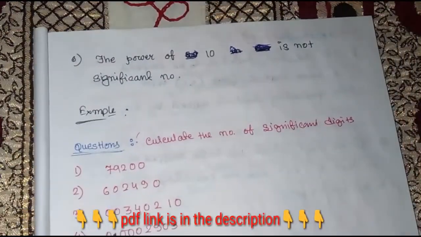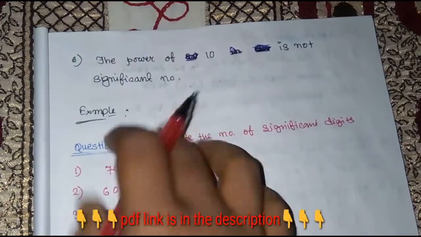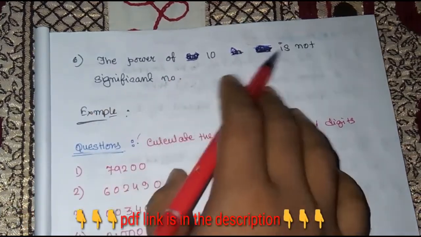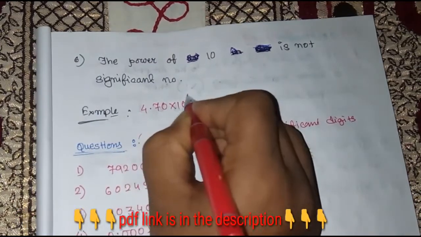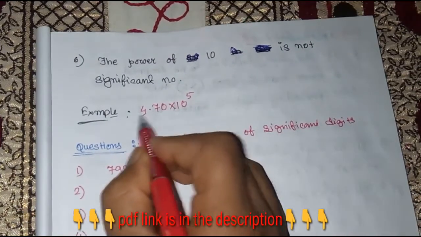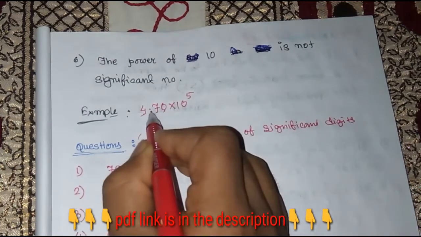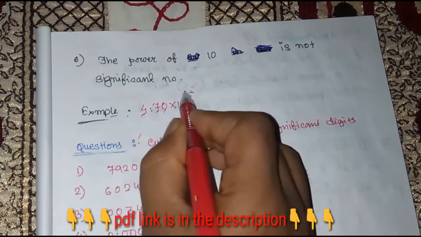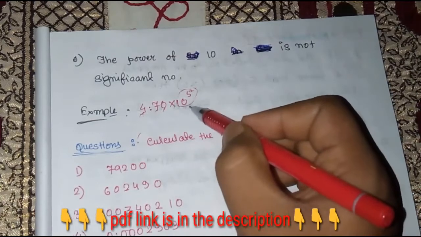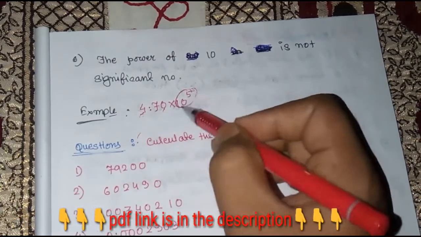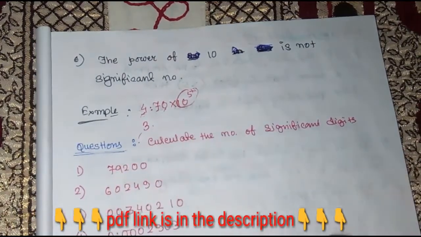Let's see the sixth rule for counting the significant digits: the power of 10 is not a significant number. Suppose you are given 4.70 × 10^5. Here 4 is a non-zero term, 7 is a non-zero term, and this is a terminal 0 after the decimal point, so these three are all significant. The power of 10 is not significant, meaning it does nothing in the counting of significant digits. So here only 3 significant digits are present.